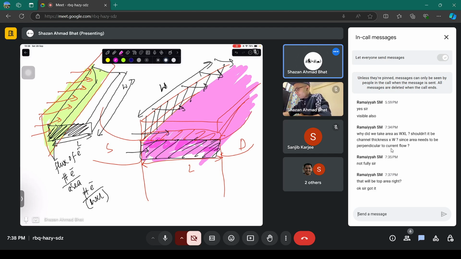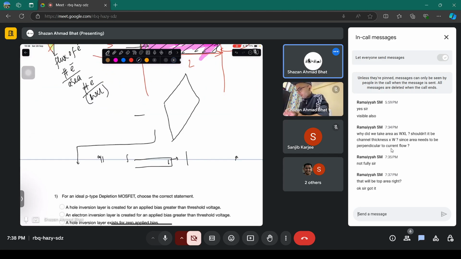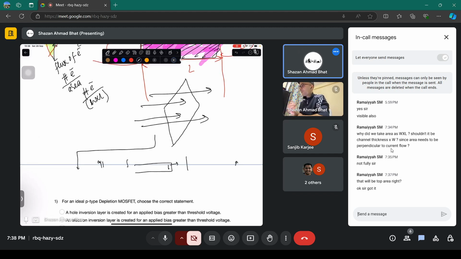If the electrons are moving in this direction and you select a plane, those electrons will be moving perpendicular to those planes. You can compute the overall area, which will be the width into the length. Just like if you have a plane, current will always be moving perpendicular. That's how you compute the flux, the number of lines passing through per unit area. That is the overall flux.